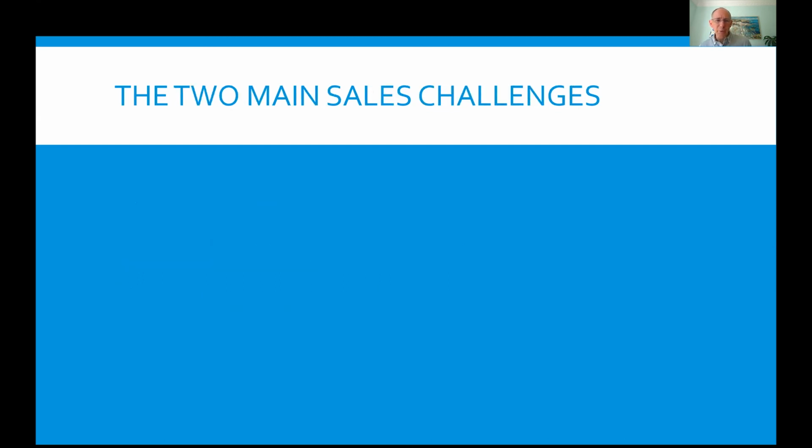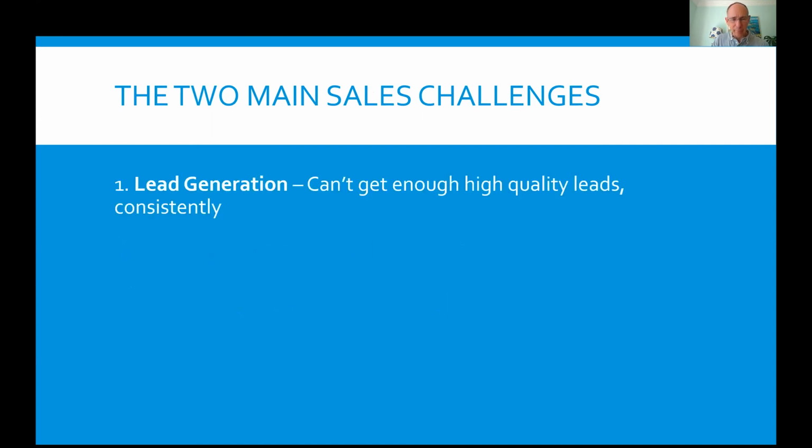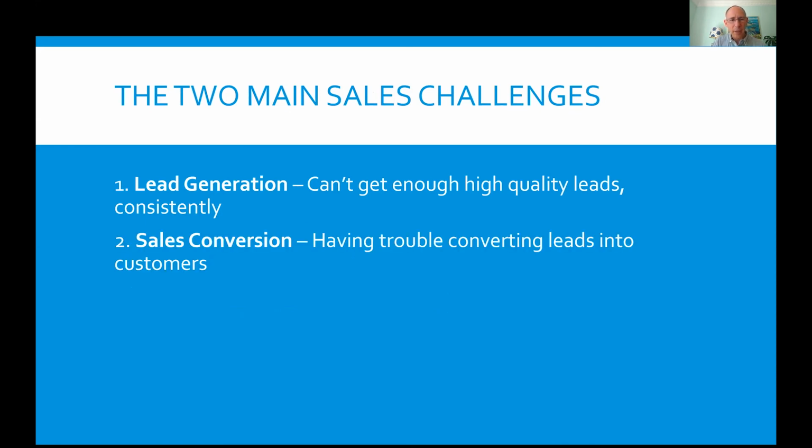Okay, so let's move on to the 2 main sales challenges. There's 2 key ones. The one I hear the most, 80, 90% of the time, is that lead generation is a problem for companies. And typically they can't get enough high quality leads. They can't get them consistently. So lead gen is definitely the number one issue. We're going to talk a little bit about that.